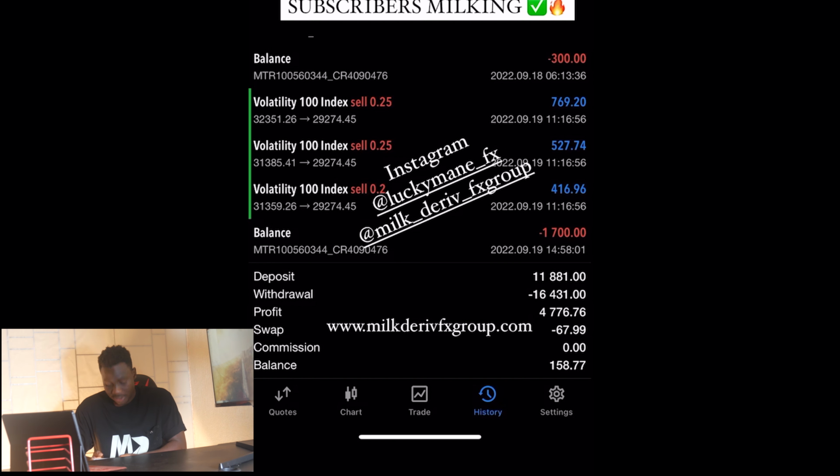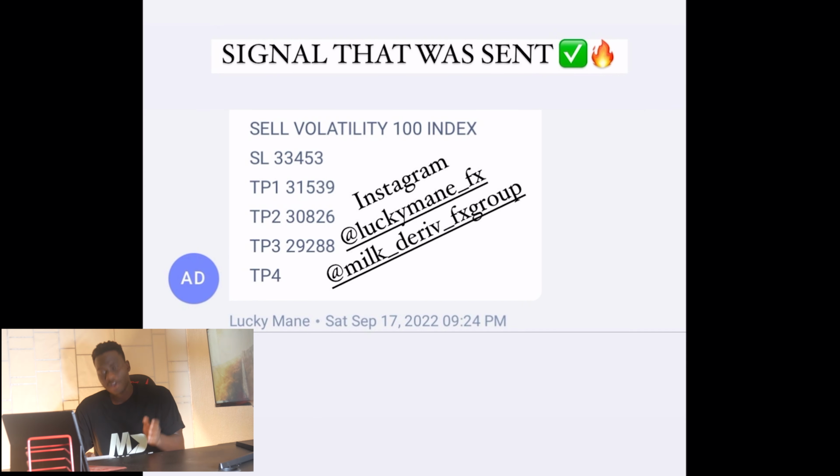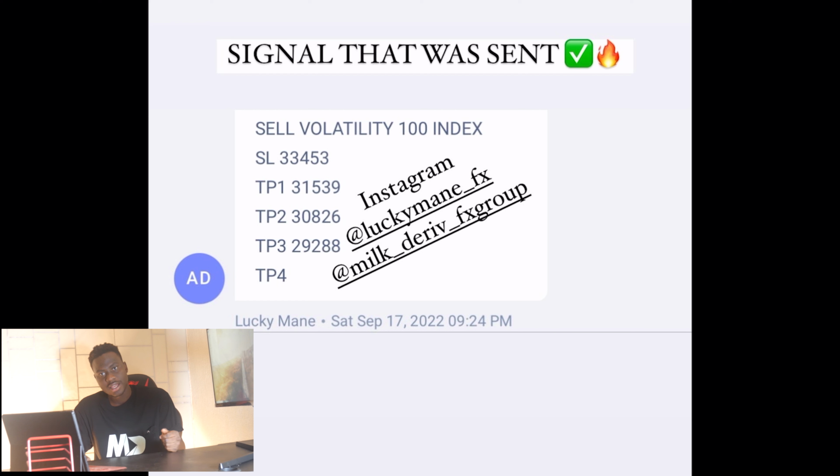And then this is the signal that was sent. Actually, you can see sell Volatility 100 Index. The SL is there, take profit 1 is there, take profit 2 is there, take profit 3 as well. You can see them.